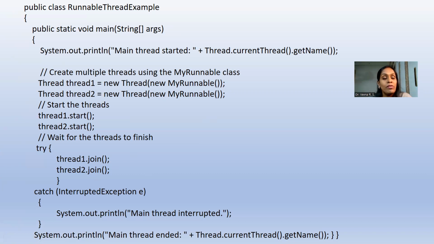Now, suppose we want to wait for all the threads to be over before carrying on with the main thread to end. So you can make use of the join method. And the join method also should be written within a try block.